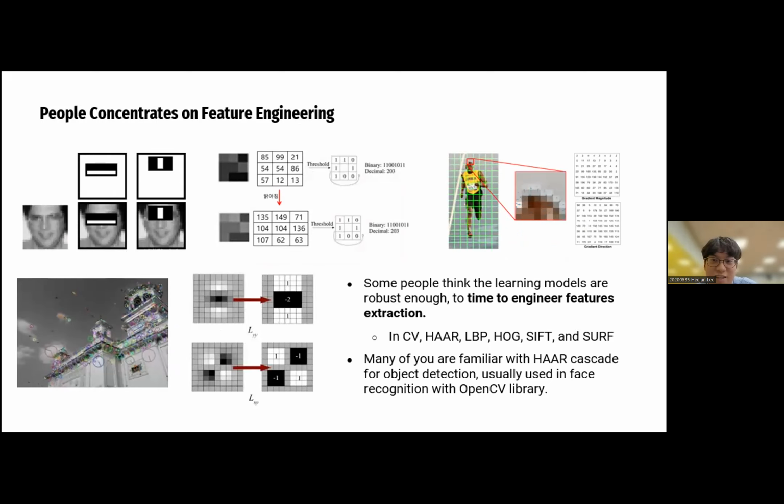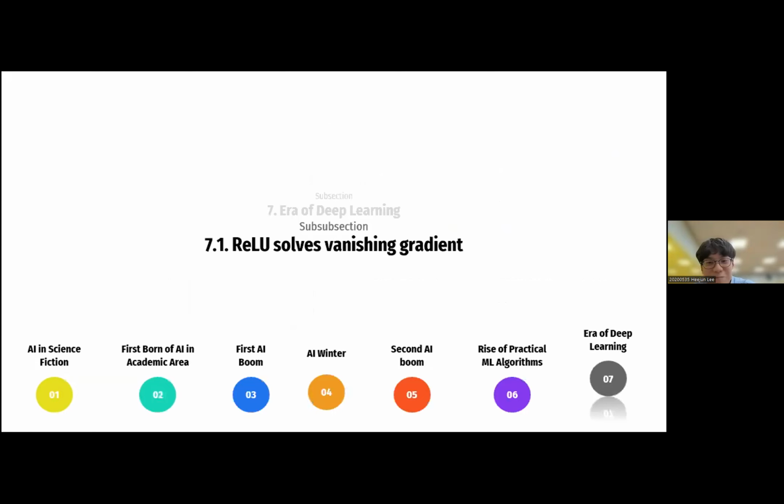it is time to engineer the feature extraction. For example, in the computer vision field, we use Haar filters, or LBP, and histogram of oriented gradients. We can also use scale-invariant feature transform, and speeded up robust features. They are basically methods to extract features from images, which is a kind of dimension reduction technique. Those feature extraction methods work well with classifiers such as SVM, which is support vector machine. Many of you are familiar with Haar cascade for object detection, usually used in face recognition in the OpenCV library, if you use that library.